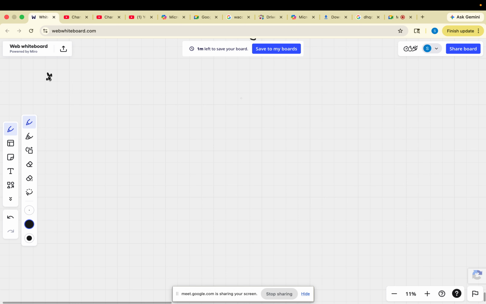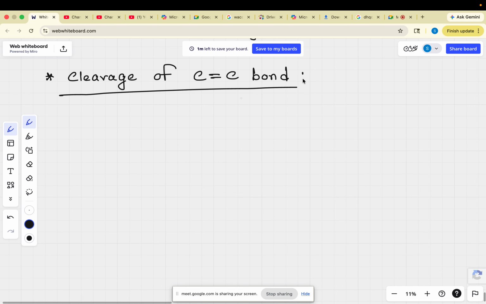Next we have, write down that, cleavage of carbon carbon double bond. Okay, cleavage of carbon carbon double bond. So suppose I have this. Here I am using osmium tetroxide, right? So you know what will be the product if I use osmium tetroxide?